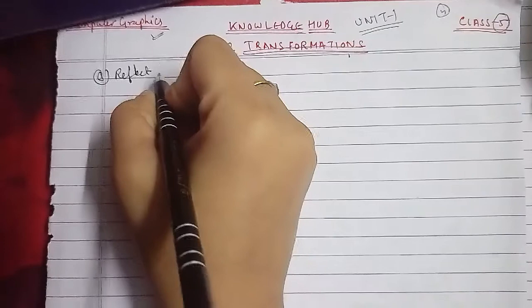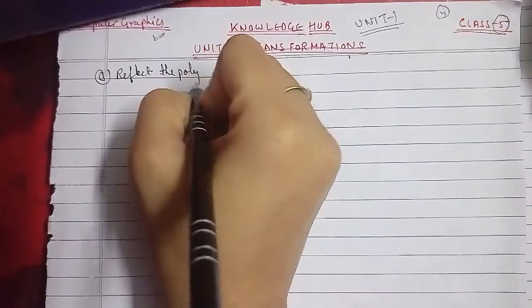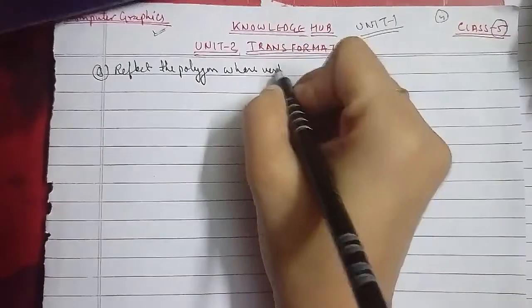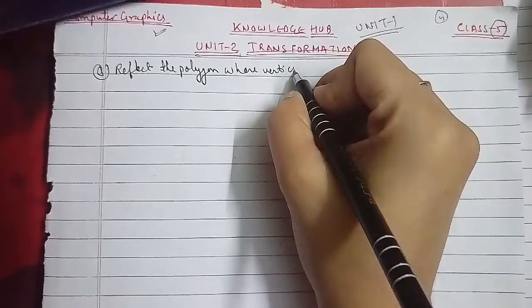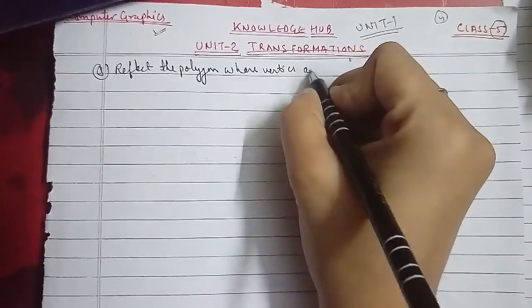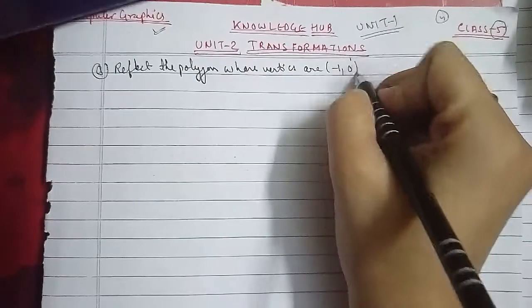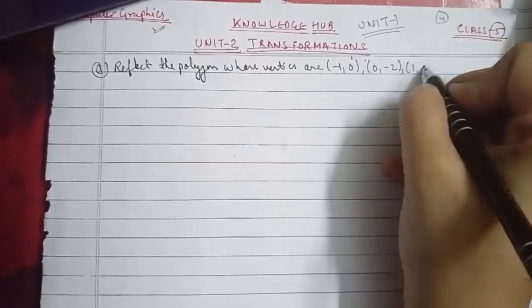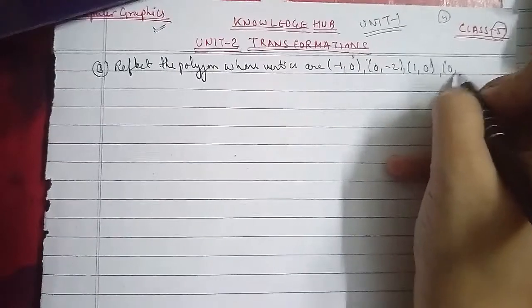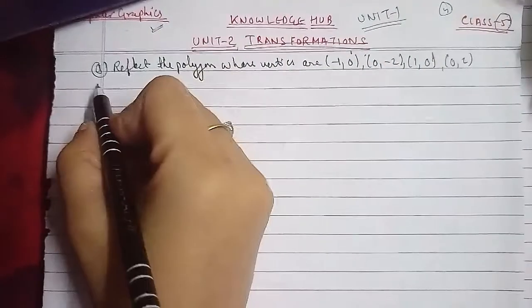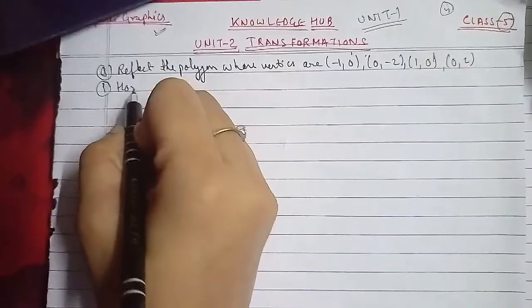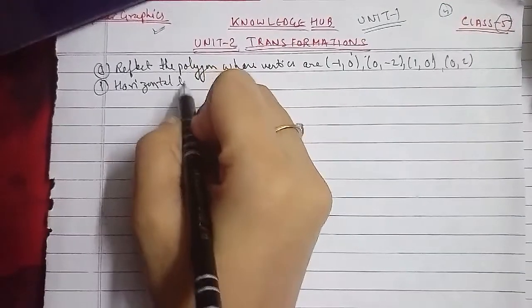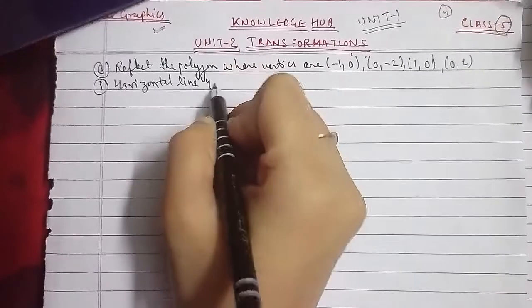reflect the polygon whose vertices are -1, 0, 0, -2, 1, 0 and 0, 2 about the, first we'll have to find out for the horizontal line, which is y equals to 2.